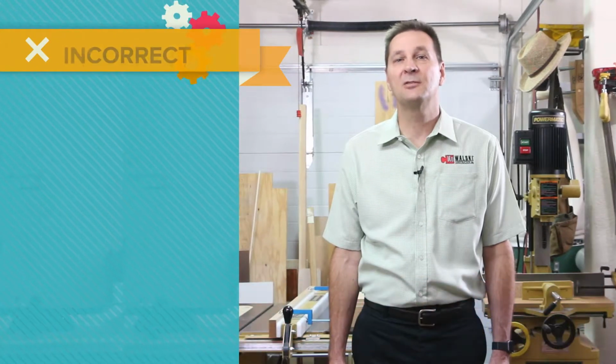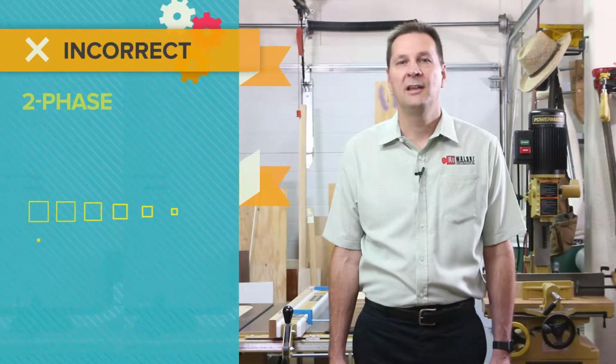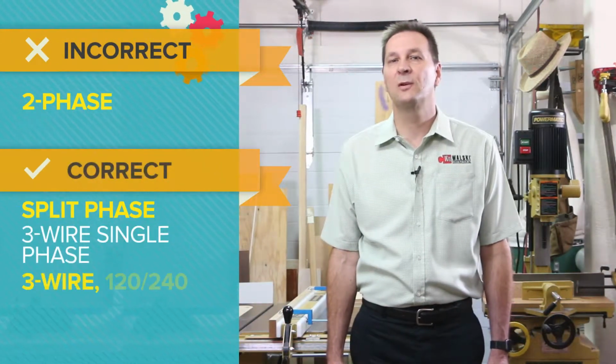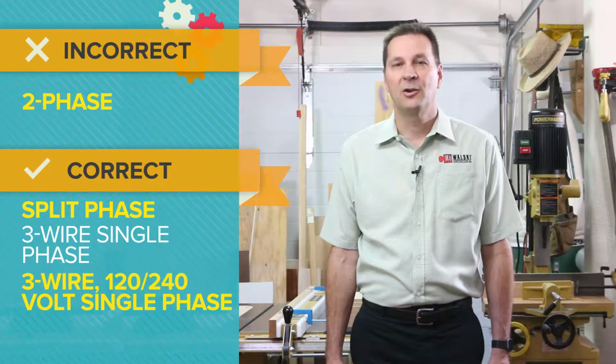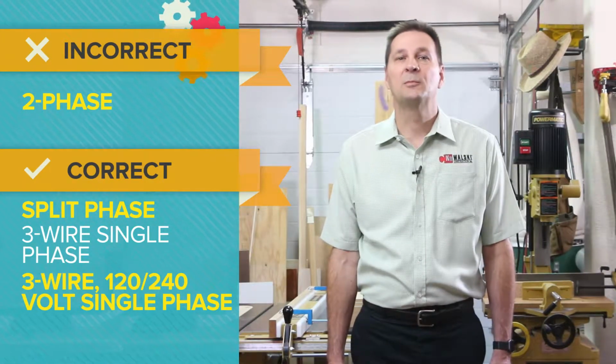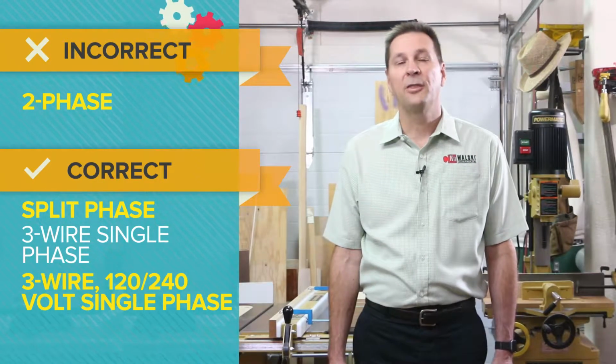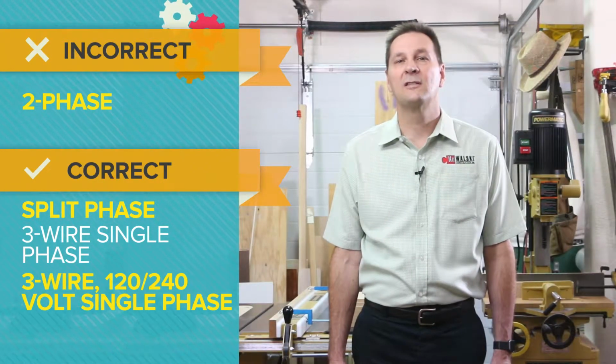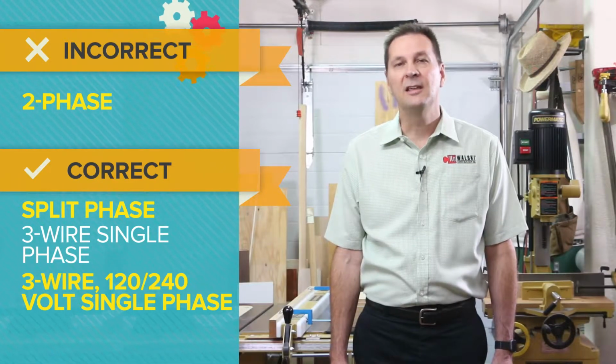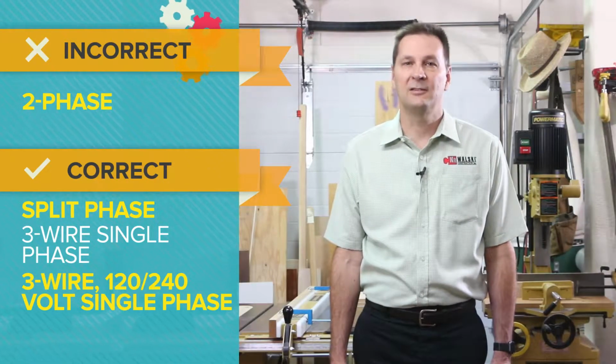3-wire 120/240 volt single-phase power used in the United States is sometimes incorrectly called two-phase. The proper term is split-phase or 3-wire single-phase. The correct terms include split-phase, 3-wire single-phase, 3-wire 120/240 volt single-phase. The incorrect term is two-phase.